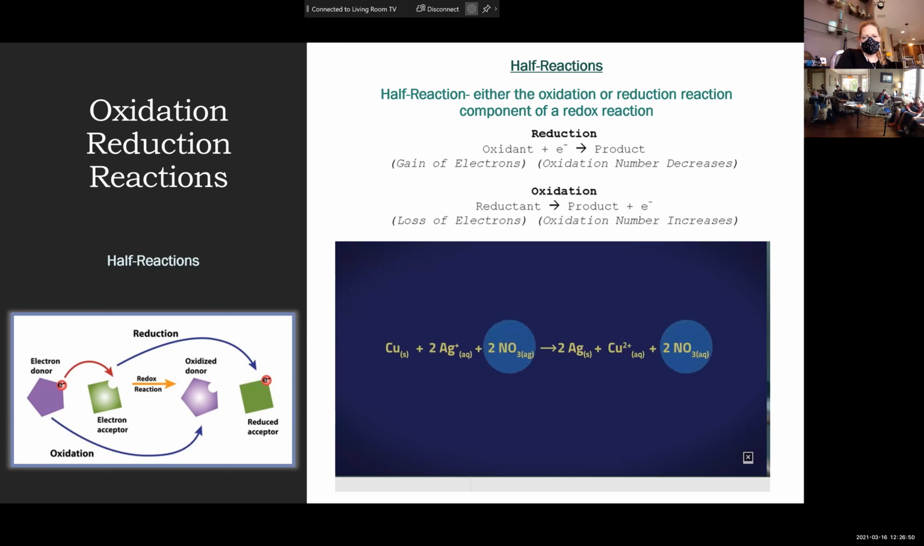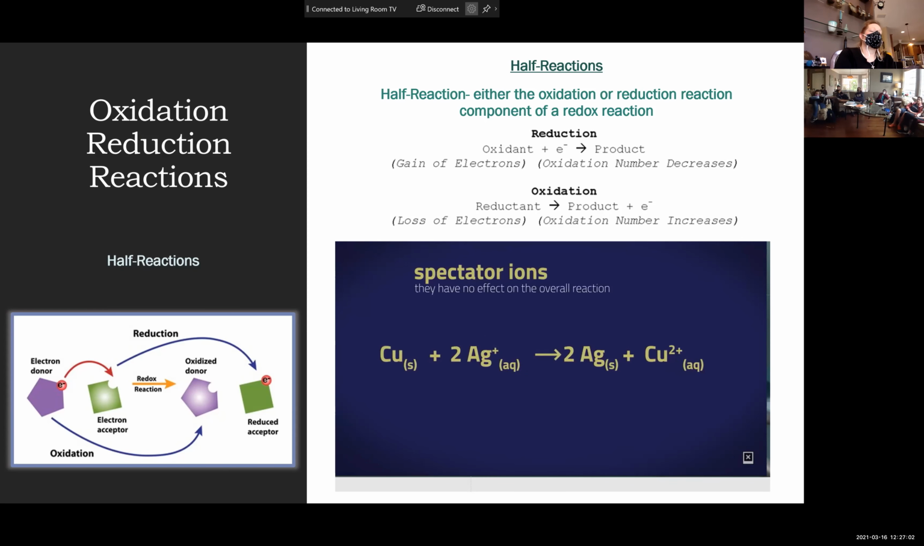What about those nitrate ions in the original equation? As the nitrate ions appear on both sides of the equation, they're called spectator ions. Y'all remember those, right? They have no effect on the overall reaction. They just watch, much like spectators in a football match have no effect on the final result of the game.